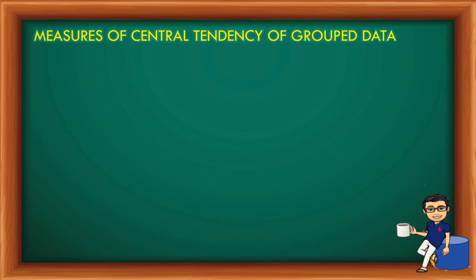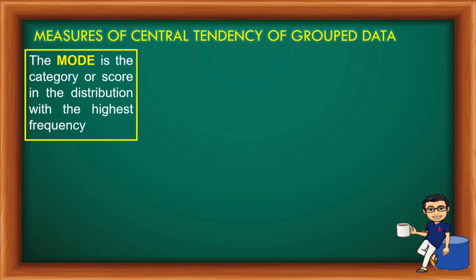Recall first the central tendency. The mode is the category or score in the distribution with the highest frequency, the most frequent from the data. The median is the score that divides the distribution in half, with half of the cases above and another half below it, or it is the middle term of the given data. And the mean is the arithmetic average obtained by adding all of the scores and dividing by the total number of scores. So that is what we call the mean.